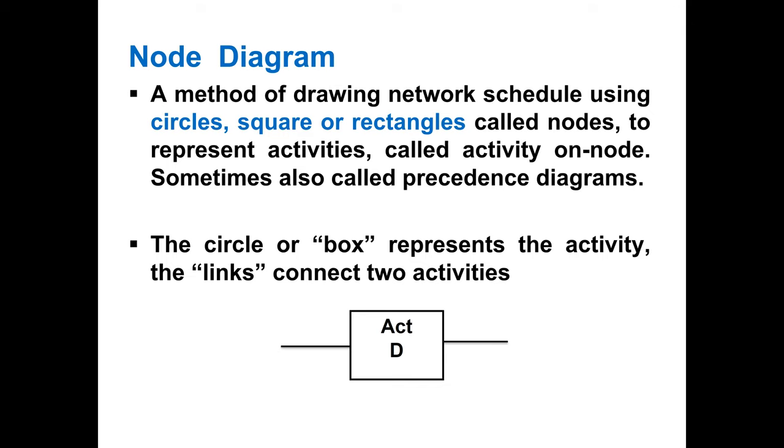The time is too much. Node diagram, a method of drawing a network schedule using circle, square, or rectangle card nodes to represent activities, called activity on node, or sometimes we also call these precedence diagrams. Okay, so the general notation is that we have a box that represents the activity inside and then the duration, and they are connected with links. Okay, links we use to connect those activities. So an activity in a node diagram is represented by a node, and a link is just the connection between the activities. So this is important.